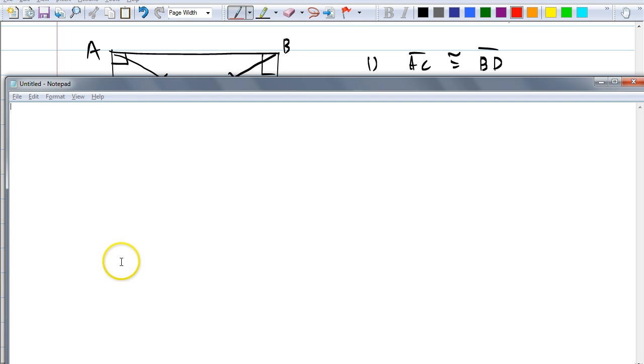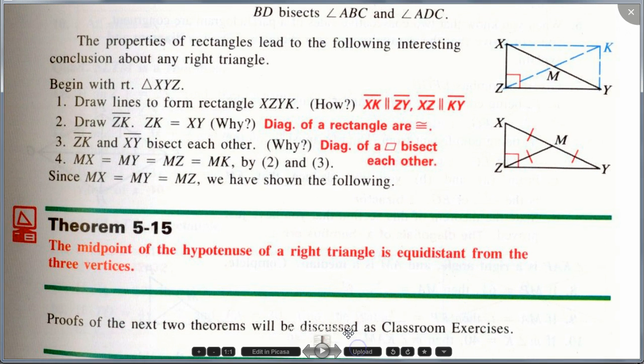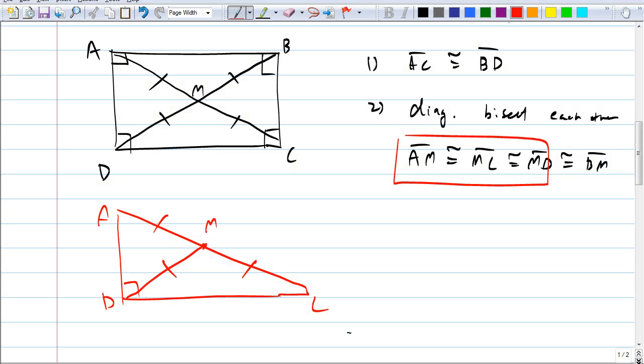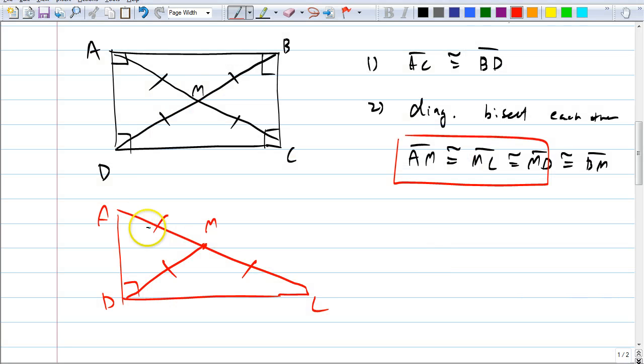Look, what does it say here? The midpoint of the hypotenuse. Do you see my right triangle? Isn't the M the midpoint? They're saying that M is equidistant from the vertices. How many vertices do I have? A, D, C. Look, AM is equal to MC equals MD. You see how that is describing the same exact thing I just showed you before? And where do you think this comes from? The theorem from the rectangle. Does that make sense?